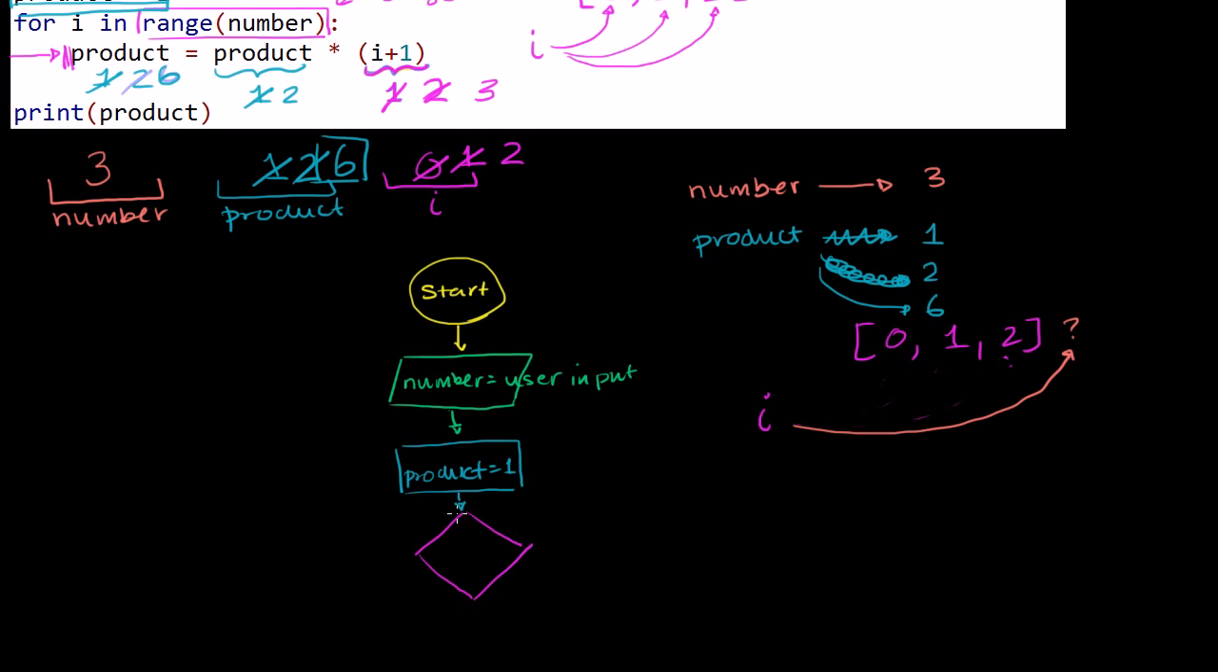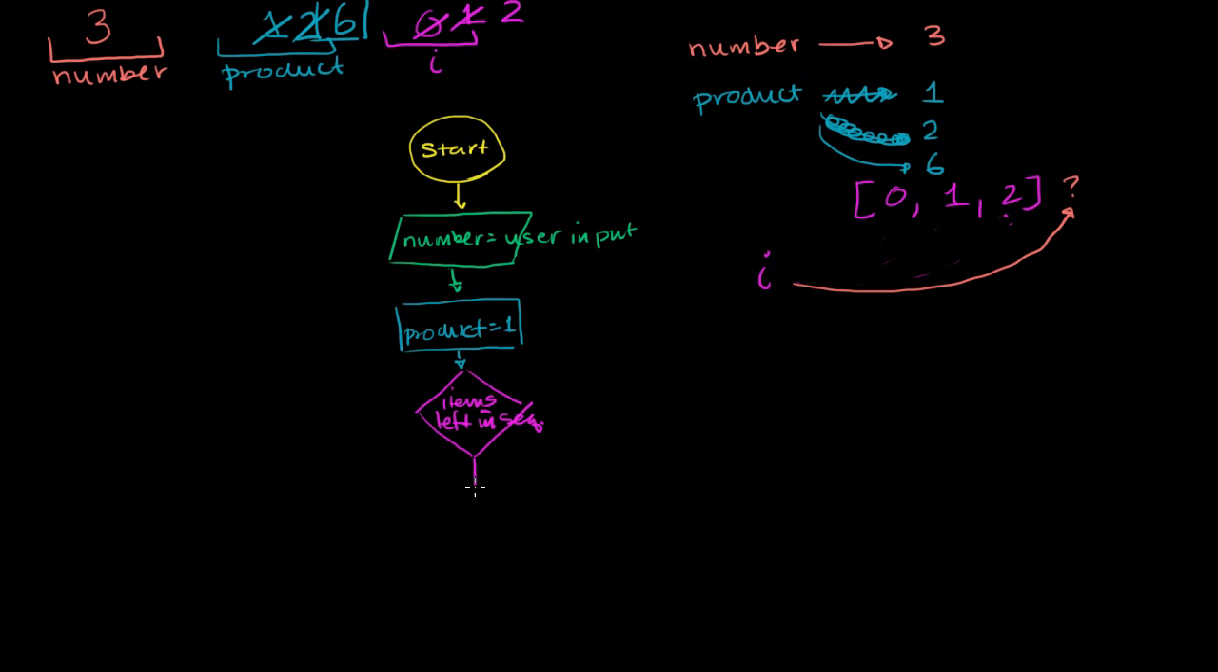So let me put it this way. I will do a test case right over here: items left in sequence. When I'm referring to the sequence, I'm talking about the range of our number. In the example I gave in the last video, the number was 3. So let's say that there are items left in the sequence. Then i is equal to the next item. I'll hold off for the case where there are no items left in the sequence, but let's say that there are. i is equal to the next item.